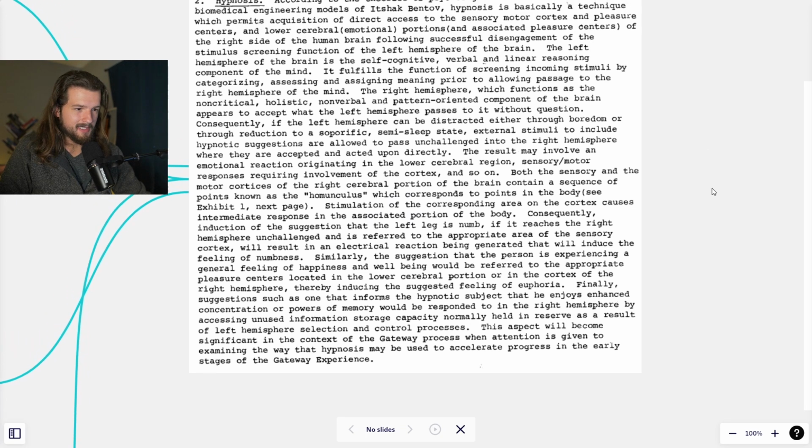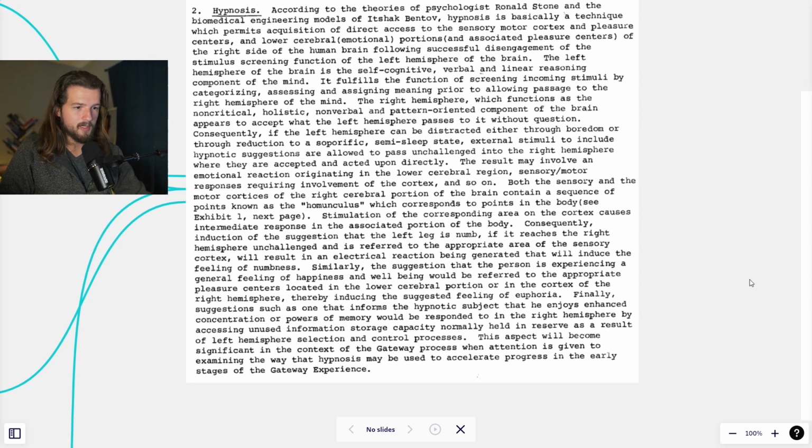Okay. Stimulation. Back to the document. Stimulation of the corresponding area on the cortex causes intermediate response in the associated portion of the body, which is exactly what we just talked about. Consequently, induction of the suggestion that the left leg is numb, if it reaches the right hemisphere unchallenged, is referred to the appropriate area of the sensory cortex, and will result in an electrical reaction being generated that will induce a feeling of numbness.